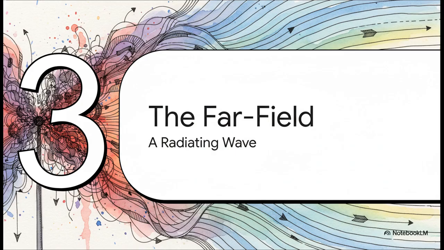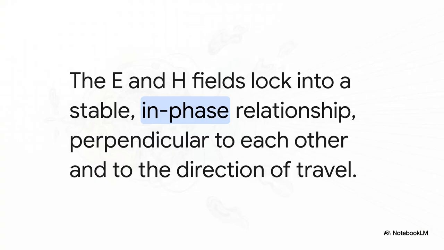Welcome to the far field, where the true radiating wave finally takes charge. As you move away from the antenna, that 90-degree phase shift just collapses. The E and H fields finally lock into a stable in-phase relationship. They become perfectly perpendicular to each other, and both are perpendicular to the direction the wave is traveling. That turbulent water behind the propeller has now organized itself into a smooth, predictable wake traveling across the lake.